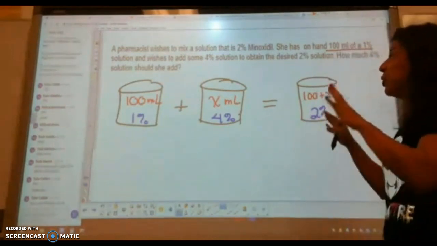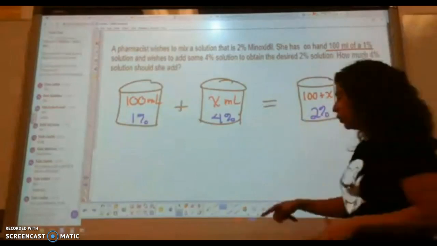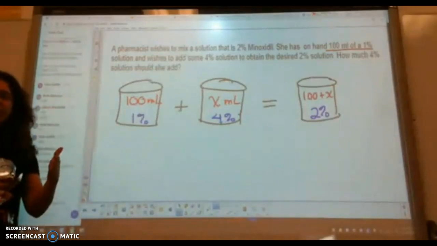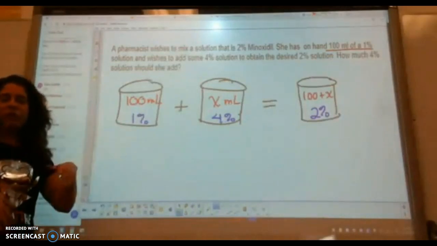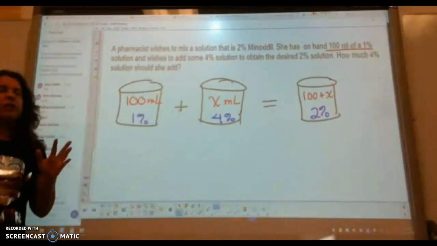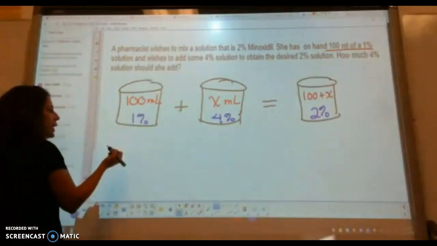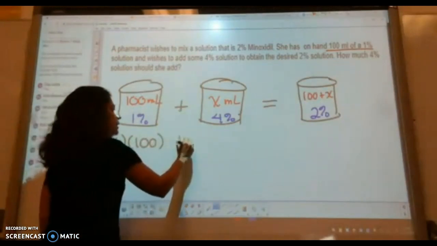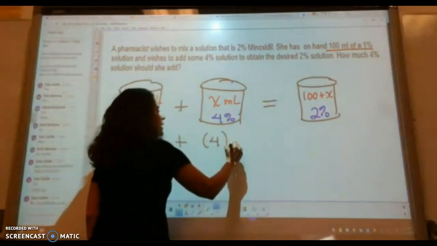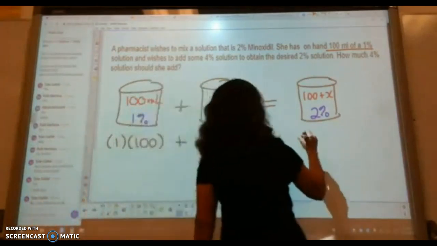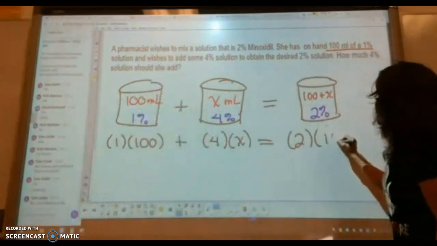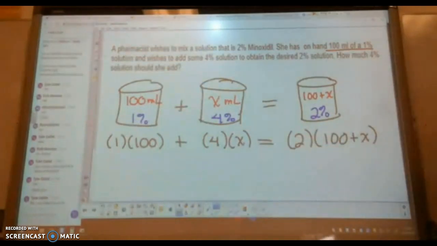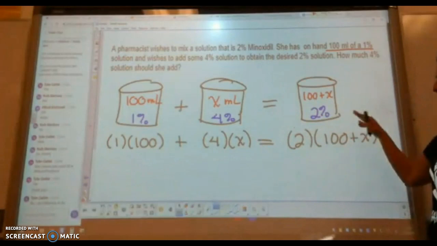Okay, cool. All right. So at this point, this actually becomes my equation. What I'm going to do is multiply. So I'll go ahead and use parentheses, even though you might be able to multiply this in your head pretty easily, so that you can see where the numbers are coming from. I'm going to take my 1% times my 100 milliliters plus my 4% times my X milliliters equals my 2% times my 100 plus X milliliters. So you have your amount times your value for each bucket.